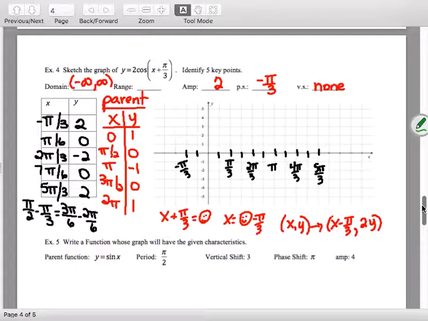So I'm going to plot negative pi over 3, comma 2. Pi over 6 is 0. 2 pi over 3 would be down at negative 2. 7 pi over 6 is at 0. And then 5 pi over 3 is back up at 2. When you're graphing, your starting and stopping should be at the same y level. If I started at 2, I need to end at 2. So then I'm going to go back up to my range. Now I feel more confident that that's negative 2 to 2.